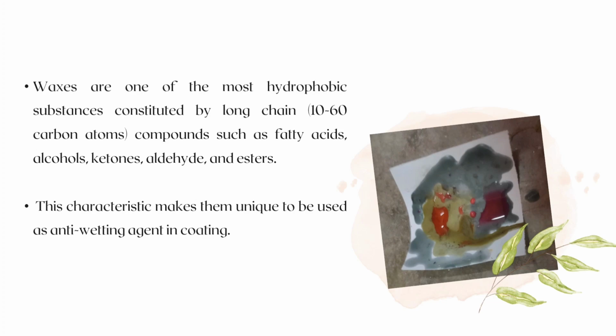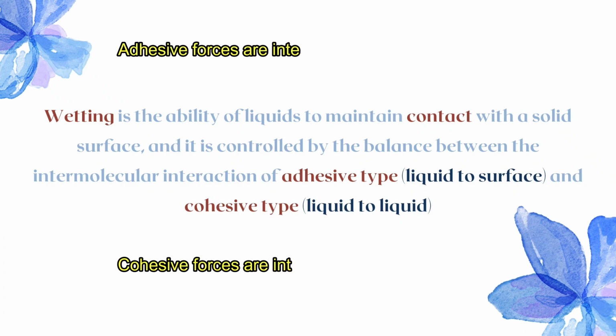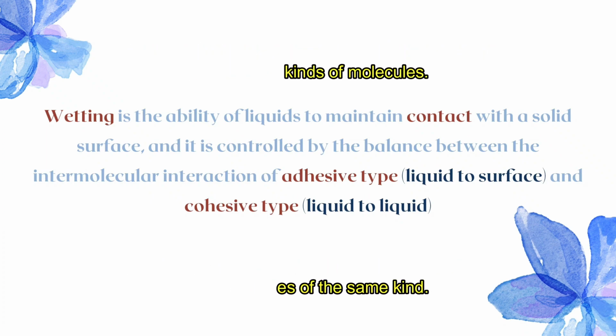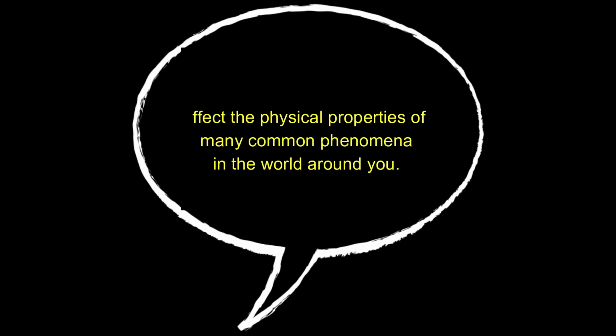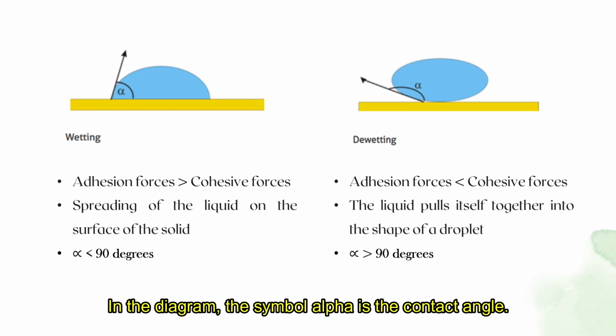So, do you guys understand what is wetting? Let us explore it together. Wetting is the ability of liquids to maintain contact with a solid surface, and it is controlled by the balance between the intermolecular interaction of adhesive type and cohesive type. After we understand the definition of wetting, let me show what is contact angle. In the diagram, alpha is the contact angle.